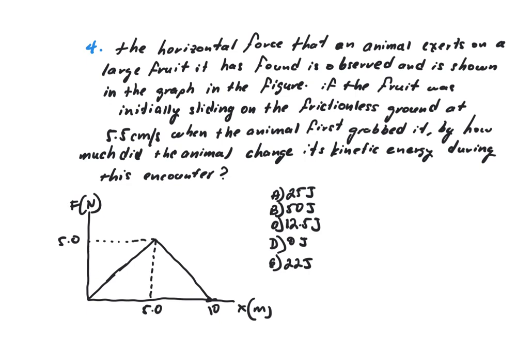So they wanted us to find how much the kinetic energy changed. For this, we're going to be using the same thing that we've been using. So we know that from here to here and here, the energy, or the work, is going to be 1/2, because this right here is 1/2 of 5 and 10, which equals 25.